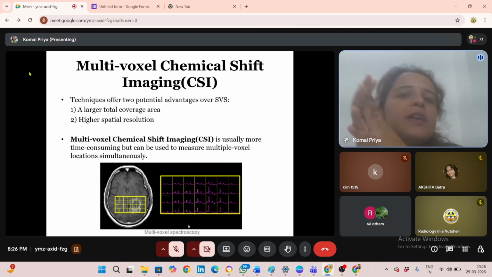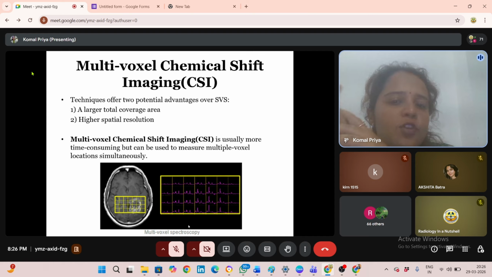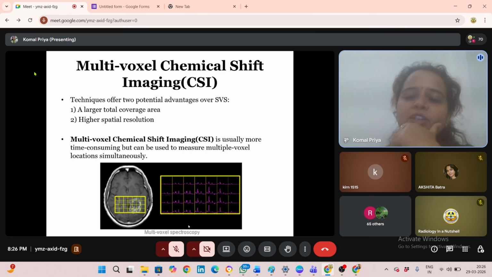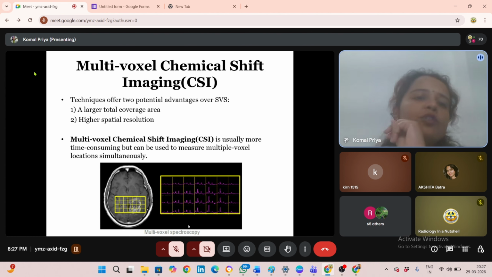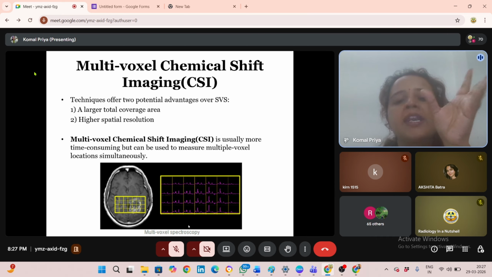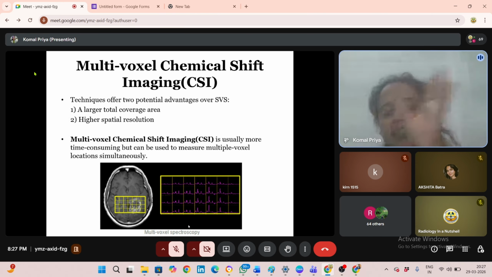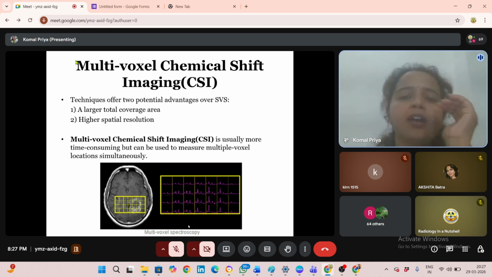Now, the next technique is multi-voxel chemical shift imaging. Those two were single voxel; next is multi-voxel. Multi-voxel is usually more time consuming because we are acquiring it for multiple voxels, right? But it has two potential advantages over single voxel. It can cover a large area, and it will have a high spatial resolution. So it can differentiate the surrounding structures and will show a clear image.